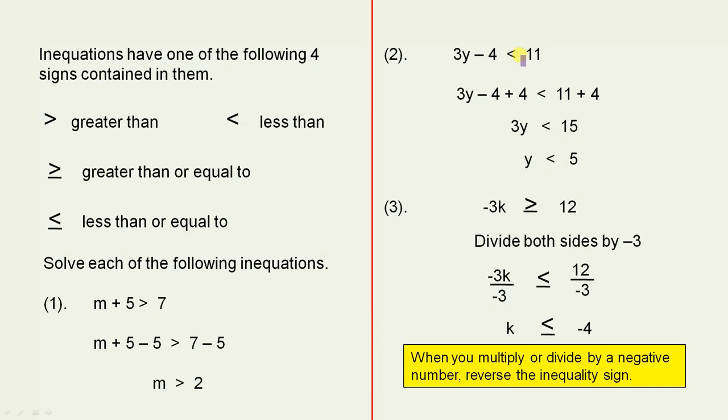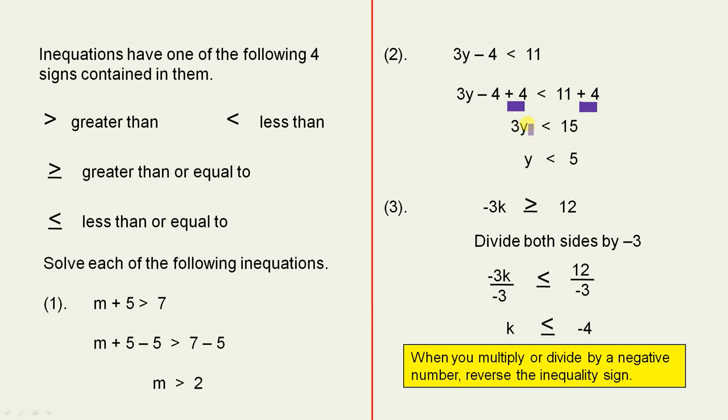Example 2. 3y minus 4 is less than 11. Because that's a negative 4, we add 4 to both sides. So we've done that here, and we've done that here. When we simplify the left-hand side, we have 3y. When we simplify the right-hand side, 11 plus 4 is 15. If we divide both sides by 3, we get y is less than 5.